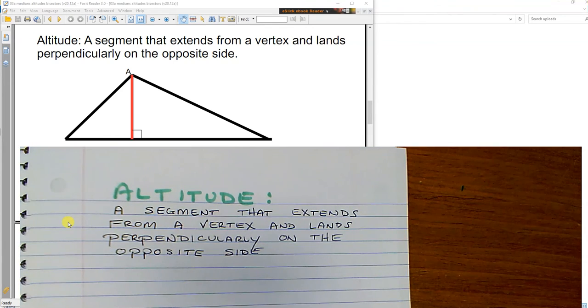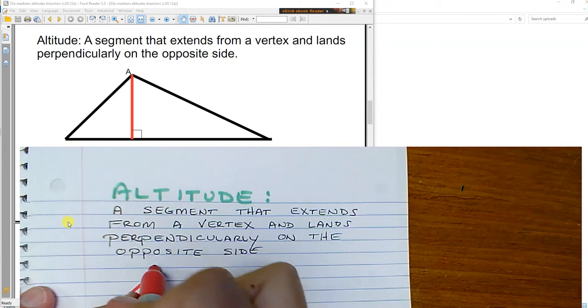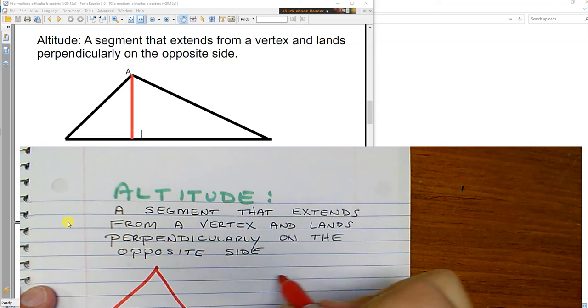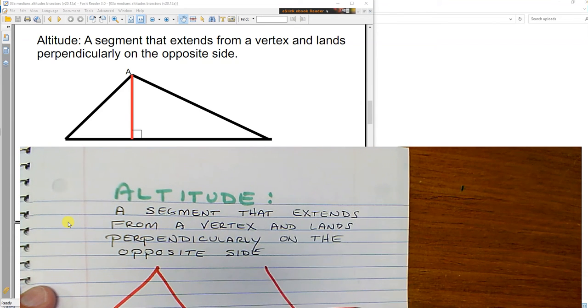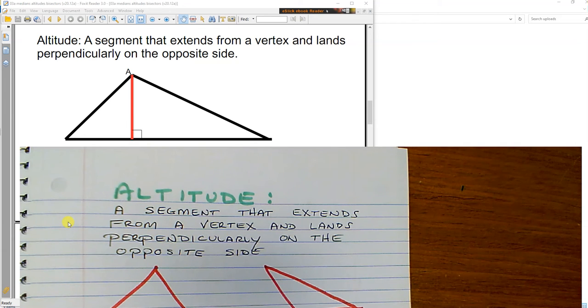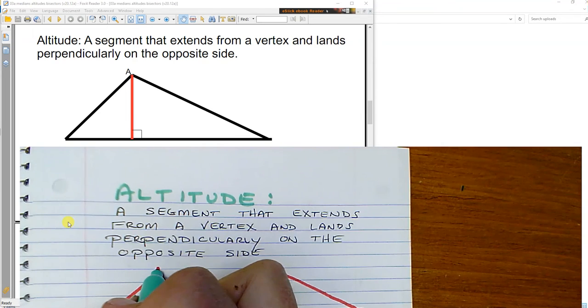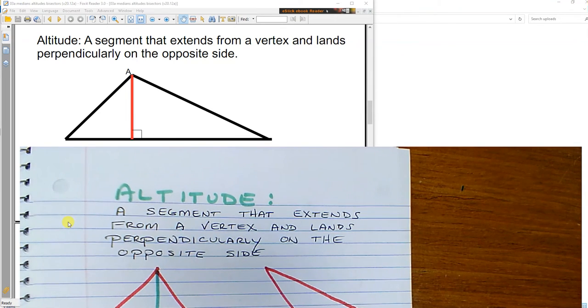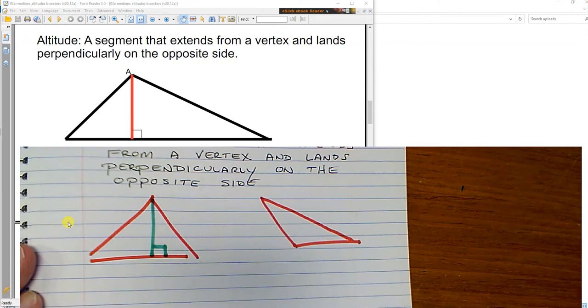So let's draw a picture of that triangle, but I'm also going to do this one here. Ready? Okay. Perpendicular altitude. Ready? Comes straight down. Right triangle. That is an altitude.